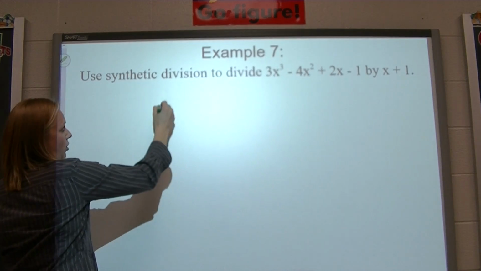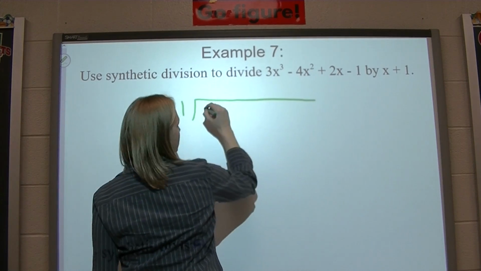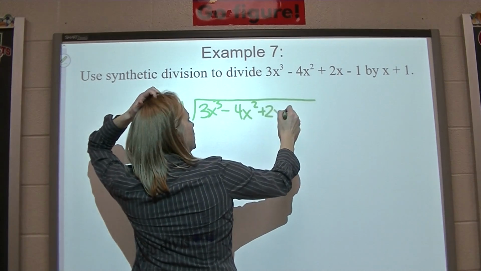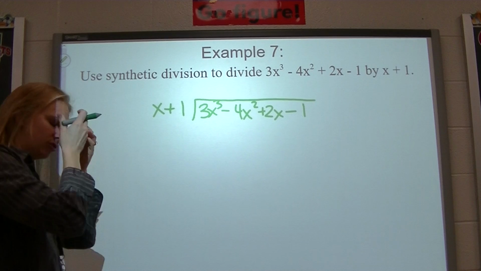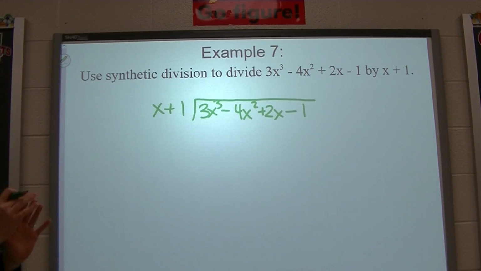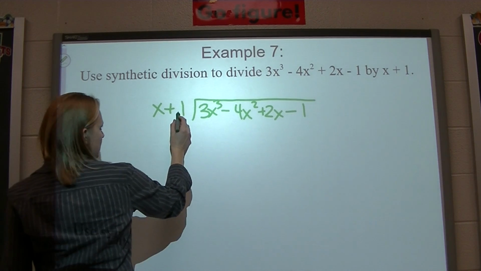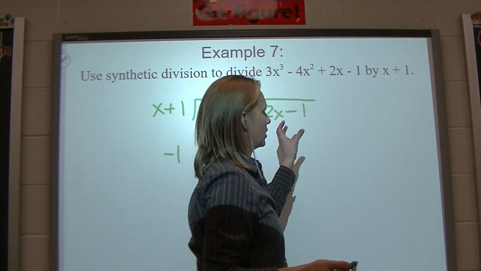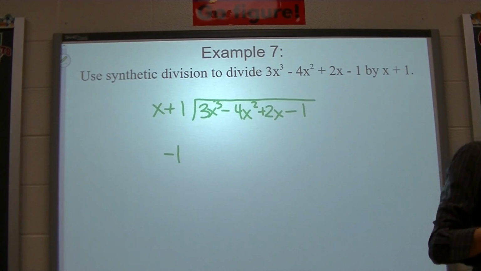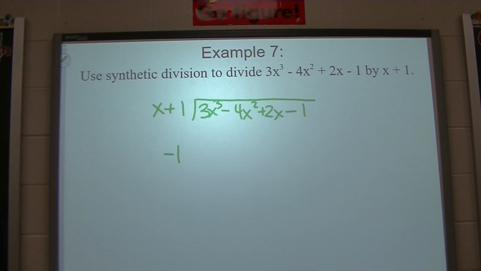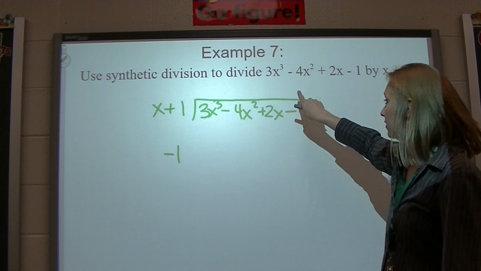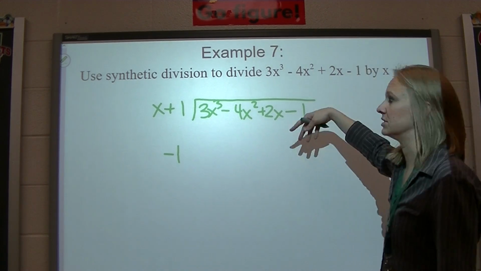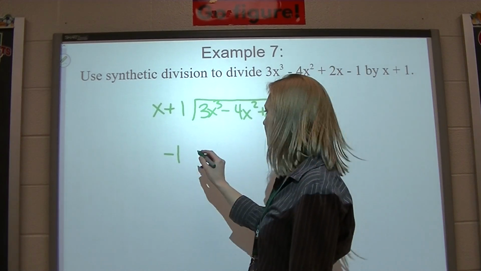So let me set this up long division wise. Okay, x plus 1, and then 3x cubed minus 4x squared plus 2x minus 1. That's long division. Now if I use synthetic division, what happens? This goes to a -1 because the zero of this is actually -1. So if I set that factor x plus 1 equal to 0 and solve it, I get x equals -1, so that's what goes here.